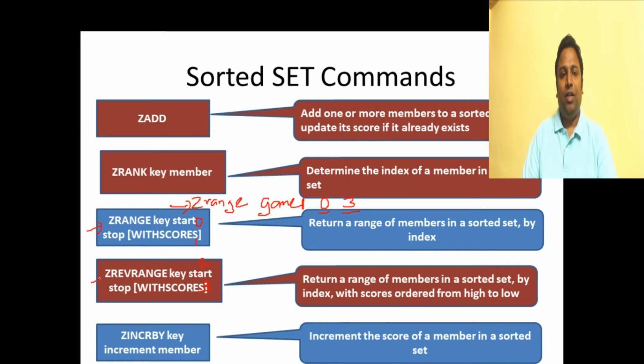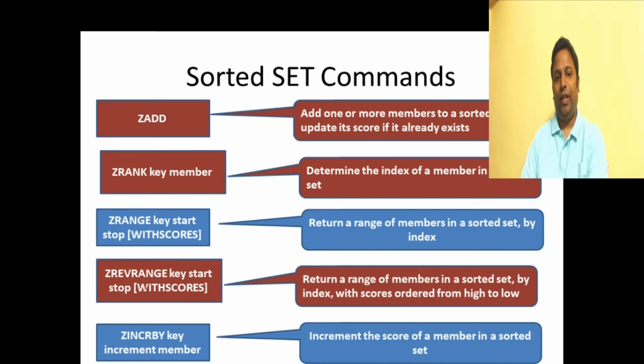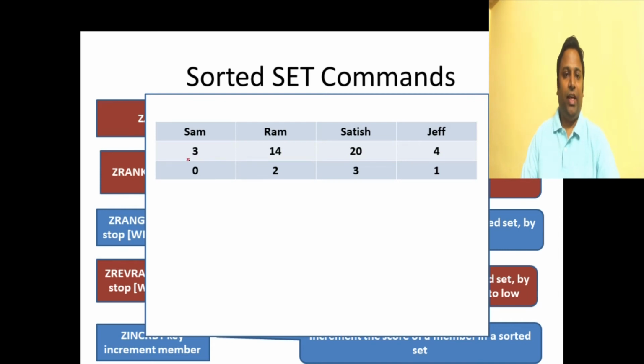ZREVRANGE is nothing but the reverse of ZRANGE. Let's understand ZREVRANGE with an example. Again, you have the players, you have the scores associated with the players, and also you have the ranks established. ZREVRANGE is nothing but the opposite of ZRANGE.